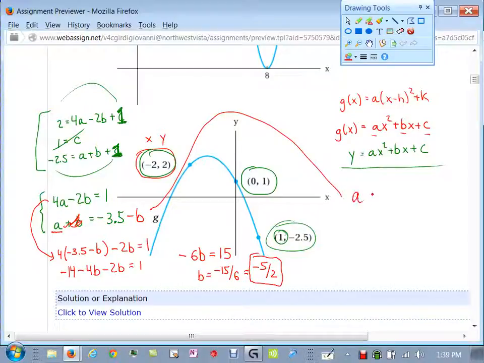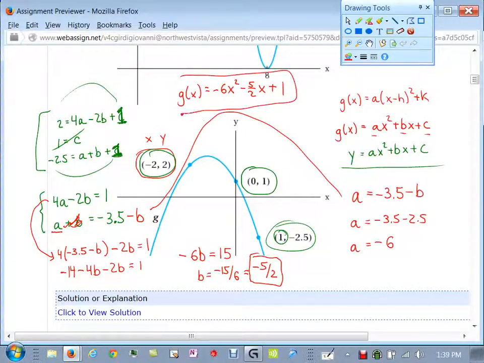Remember, A was equal to negative 3.5 minus B. I replace my B with negative 5/2, or negative 2.5. Let's do negative 2.5. A is equal to negative 6. So what we get, I'm trying to squeeze this all in here, is that my function g has to be a, which is negative 6, x squared, plus b, which is negative 5/2 x, plus c, which is 1. So that is the equation of this parabola.